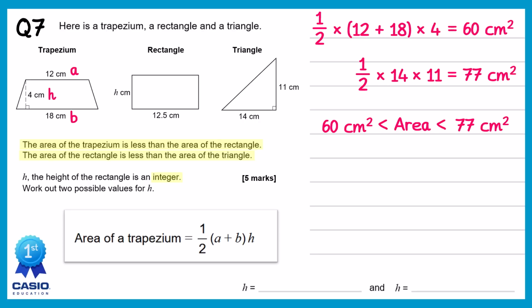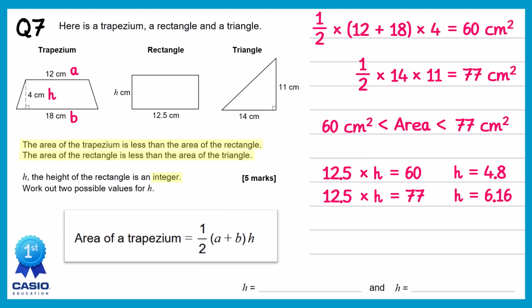Let's imagine we were trying to find the area of the rectangle. We would multiply the base, 12.5, by the height, which we don't know, it's just called h. Let's pretend for a second that this was equal to the lowest of our areas, so 60. What would the value of h be? Well, we can work this out by doing 60 divided by 12.5, which will give you 4.8. And if we did a similar idea for the other area of 77, we'd have 12.5 times h equals 77, and then 77 divided by 12.5 gives you h equals 6.16.